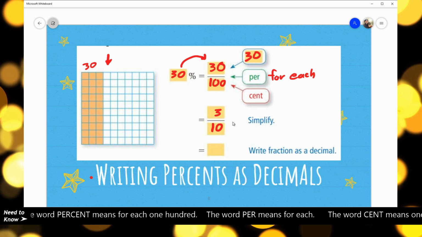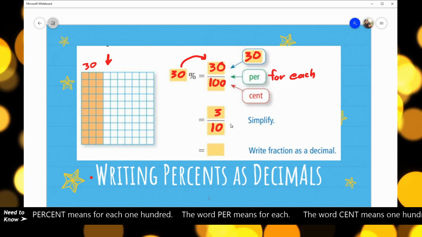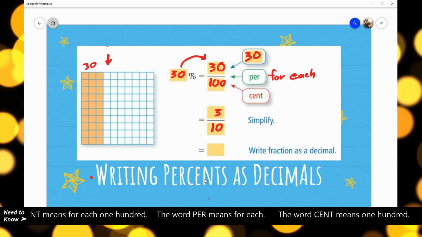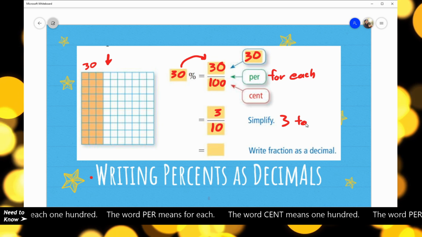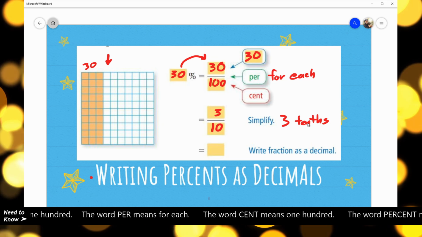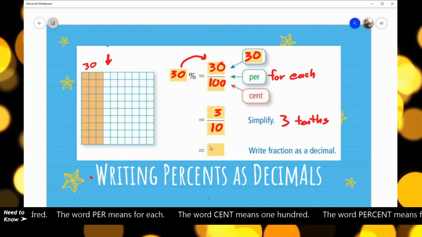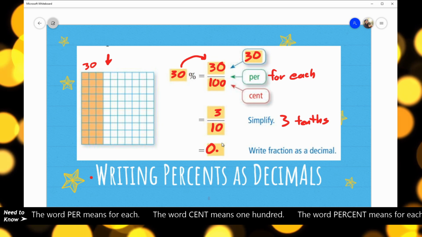Remember how we write these fractions as decimals? Say it to yourself, listen to the place value. That says the word 3/10. 3/10. So what that means is I need a 3 in the tenths place, which would be 0.3.